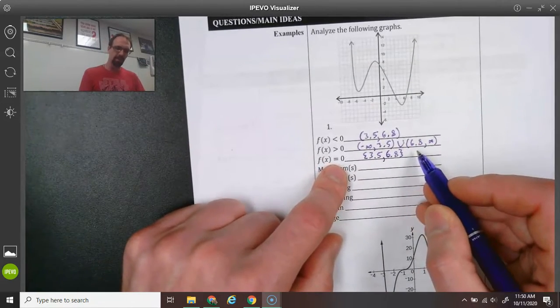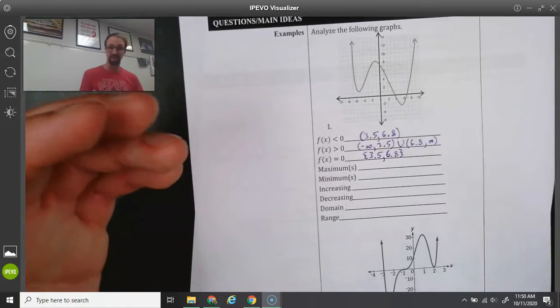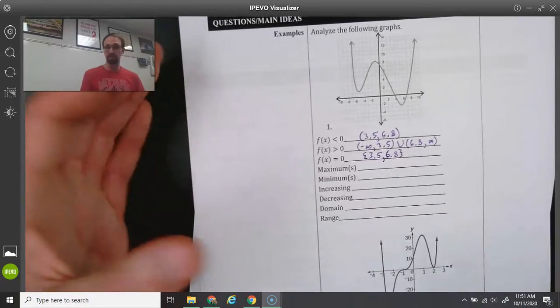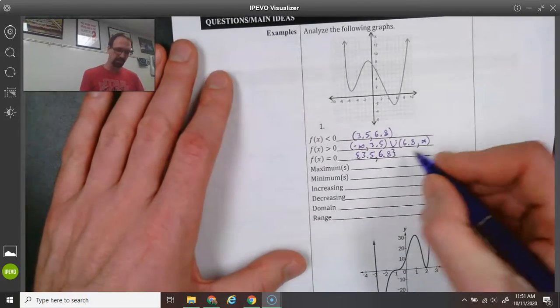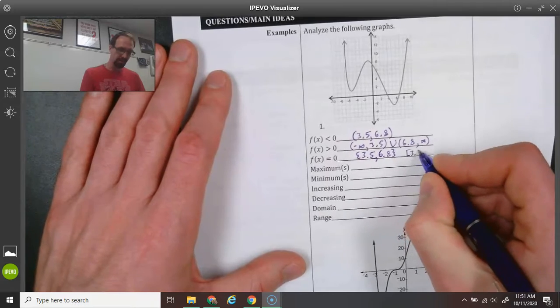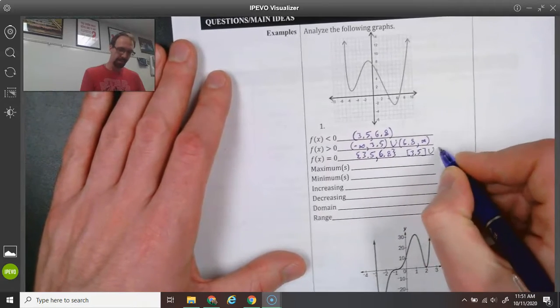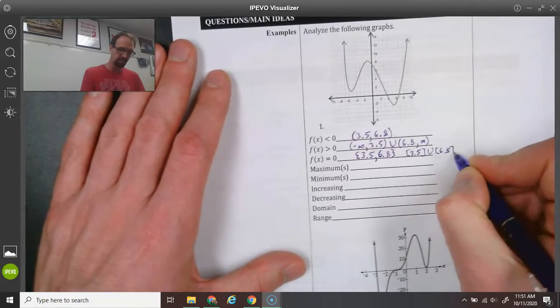If I wrote it in interval notation, I'd have to write the interval that just includes 3.5, union just includes 6.8. It's a lot more intense to write. This is what it would look like. So 3.5 and then 6.8 inclusive.